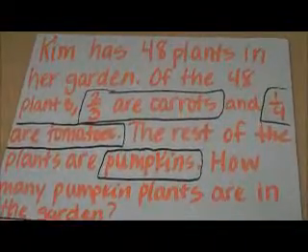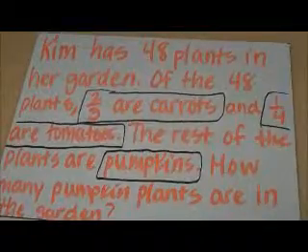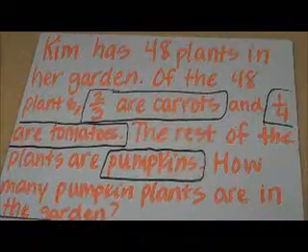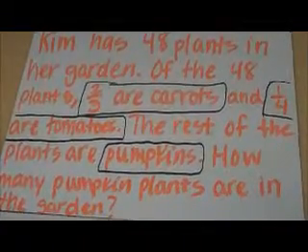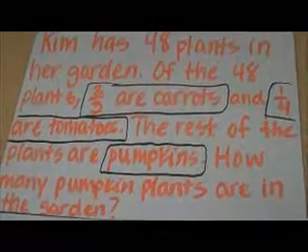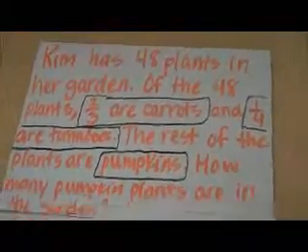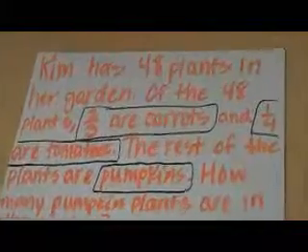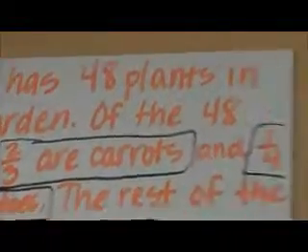This is the end of Chapter 4. We have word problems as usual. You're going to need to use everything that you've learned from Chapter 3 and Chapter 4 to help you solve these word problems. So the word problem we have today says Kim has 48 plants in her garden.